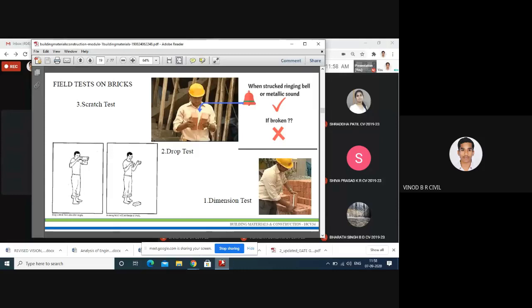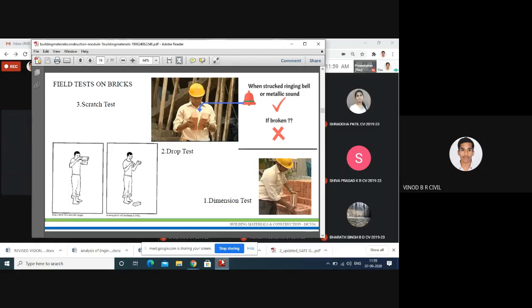The next one, the second test, is the drop test. If you drop the brick from 1 meter height, it should not break or fail. Sometimes during the manufacturing process, some bricks have pebbles or stones added, so they are not homogeneous. If you use those kinds of bricks and drop them from 1 meter, you can expect cracks, and you can expect two pieces.